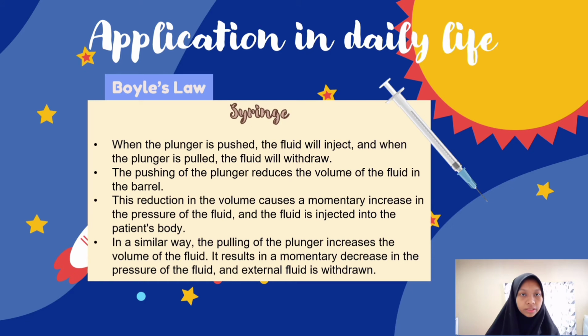The pushing of the plunger reduces the volume of the fluid in the barrel. This reduction in volume causes a momentary increase in the pressure of the fluid, and the fluid is injected into the patient's body. In a similar way, the pulling of the plunger increases the volume. It results in a momentary decrease in the pressure of the fluid, and external fluid is withdrawn.